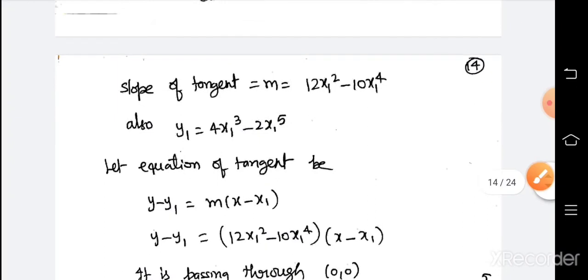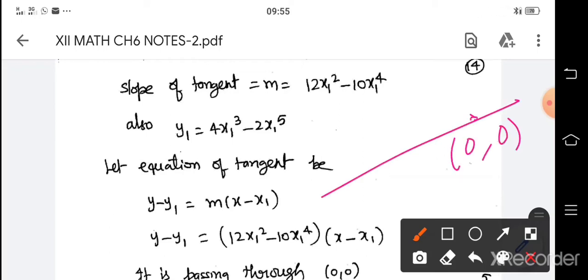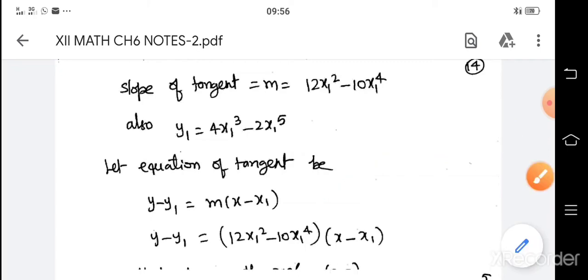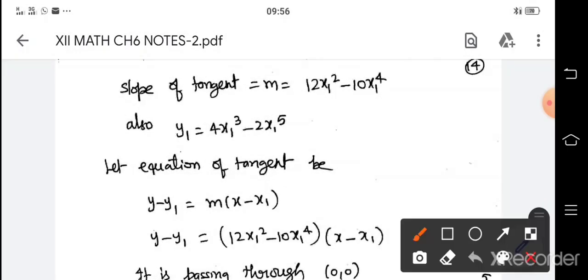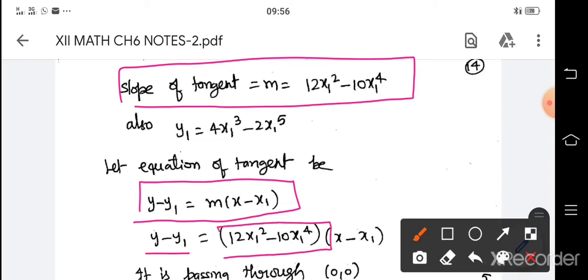And let us find the equation of the tangent. Here the slope is not given. Remember, this is a different kind of question. Neither the slope nor the point of contact is given, but they are asking us to find the point of contact. And they just give that the tangent is passing through the origin. So we found the slope of the tangent. Then with the help of that, y - y1 = m(x - x1). This is the equation of the tangent. y - y1 = m, and what we found for m is here.